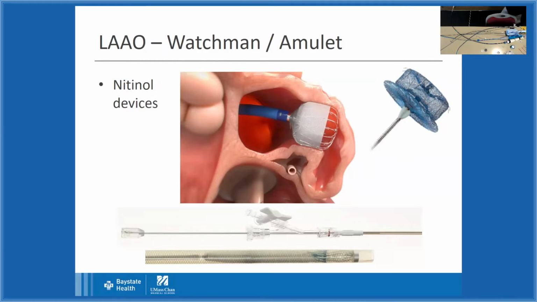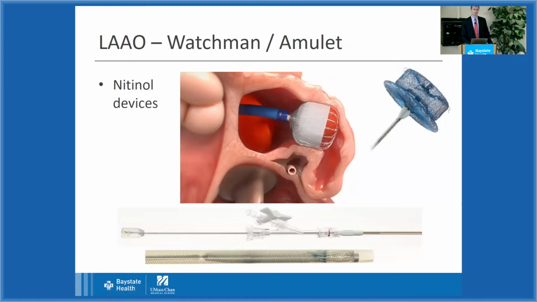Now, back over here, you can see on the screen, this is what a device delivery system looks like. This is the little pusher you use to push the device out of the tip of the catheter, and here's a device crunched up into the tip of the catheter, right? So you simply deliver the catheter to the left atrial appendage, push the device out, and voila.